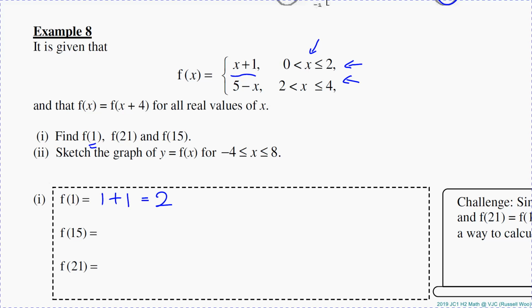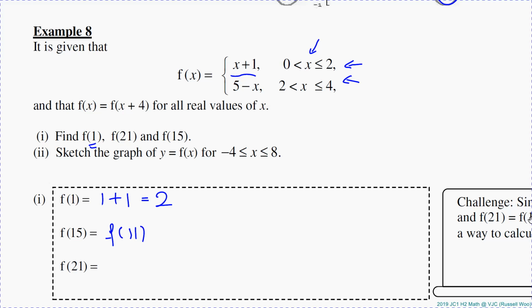Now, what is f(15) then? You cannot use this expression yet, because 15 doesn't fall between 0 and 4. You cannot use this one or this one. But if you take a look here, f(x) is f(x plus 4). That means the cycle repeats itself every 4 units. Does it make sense? So f(15) is actually f(11). Because we minus 4, correct? Because the cycle repeats itself every 4 units.